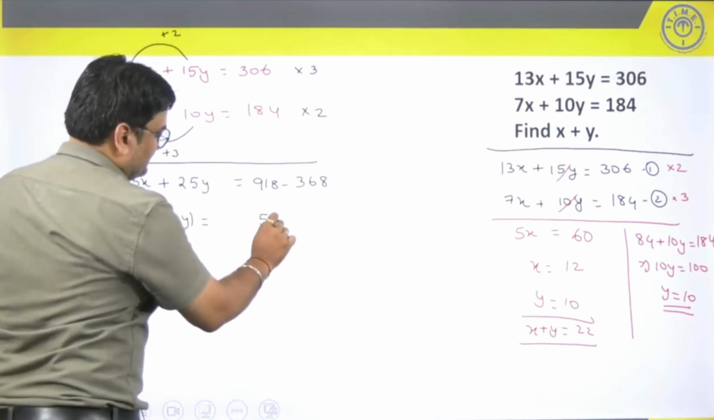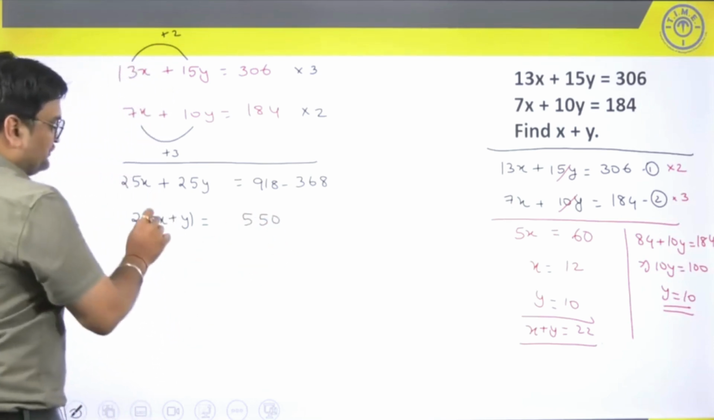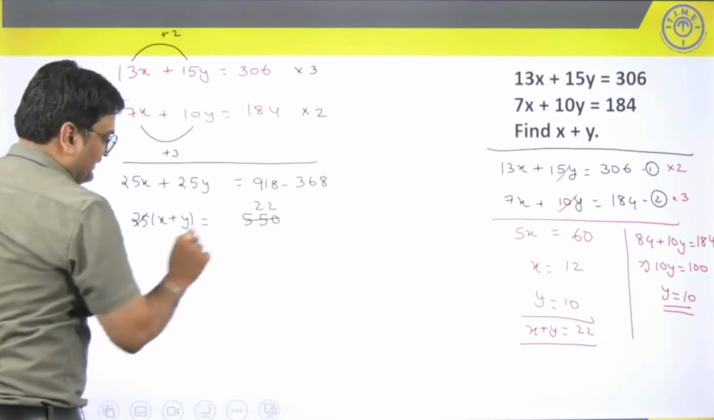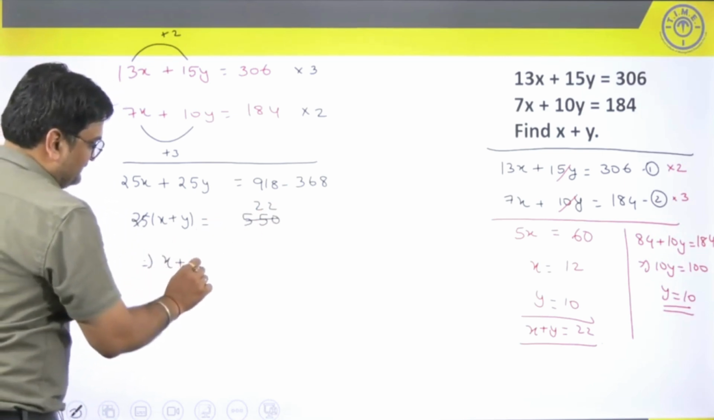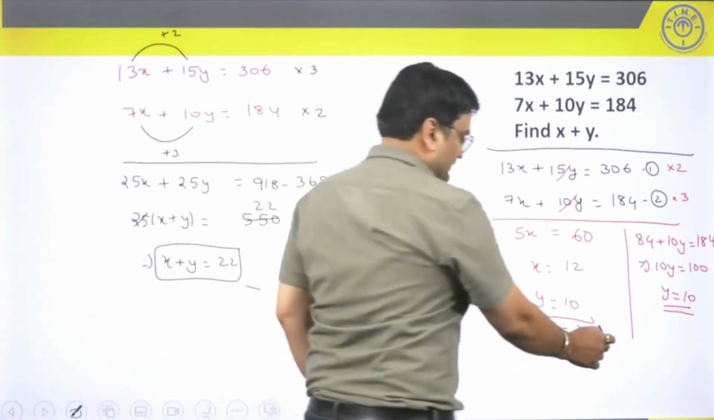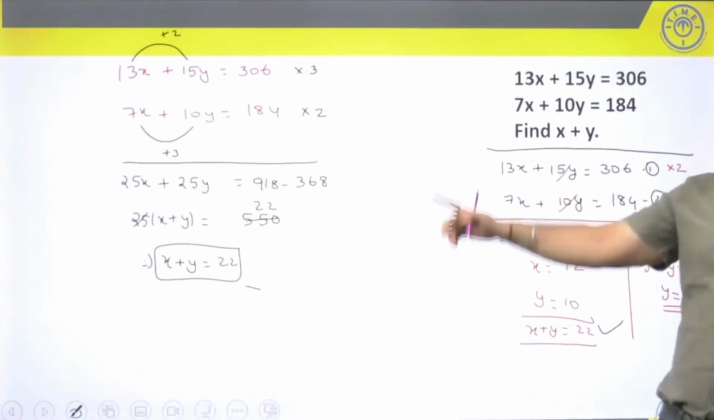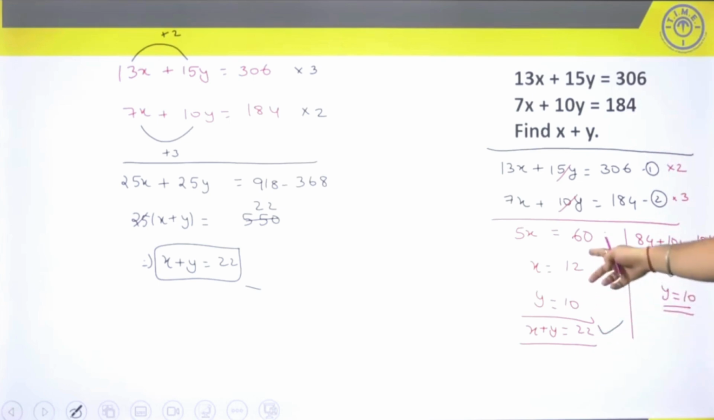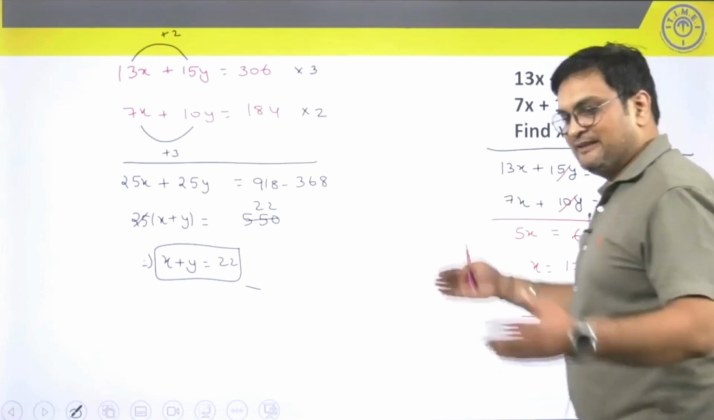550. So 25 will go 22 times, and hence the value of x plus y is going to be 22 directly. So the same answer that we got here, we could get in one direct result, instead of finding out the value of x separately, y separately, and then adding up.